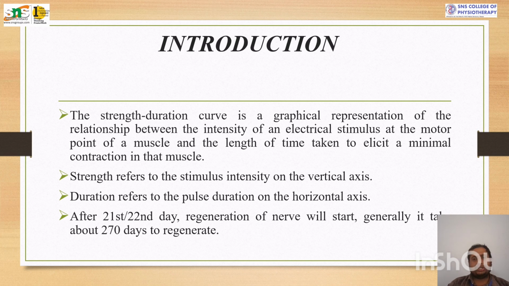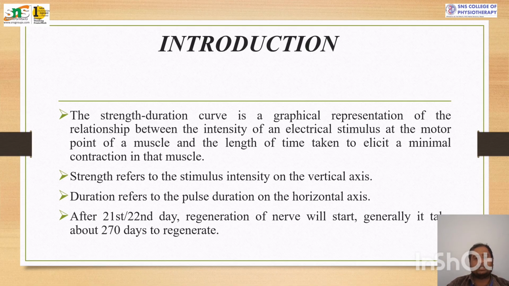The strength duration curve is a graphical representation of the relationship between the intensity of an electrical stimulus at the motor point of a muscle and the length of time taken to elicit the minimal contraction in that muscle. If a muscle is being contracted, there is a slide up and down, which can be detected in the strength duration curve, which is directly connected with the EMG or any other external materials. The strength referred to here is the stimulus on the vertical axis, the intensity that we are giving.